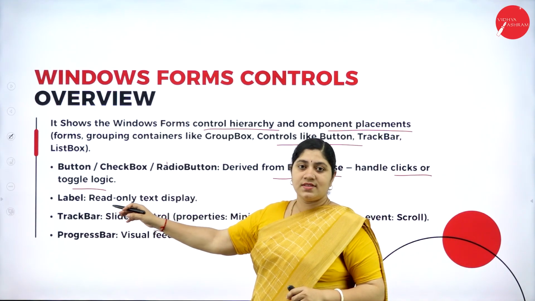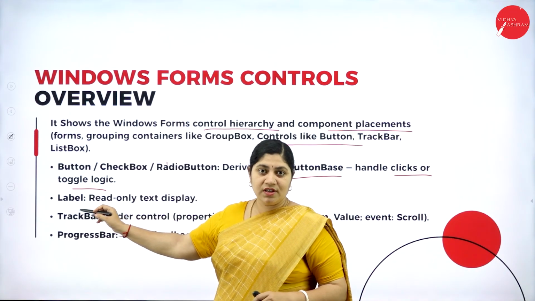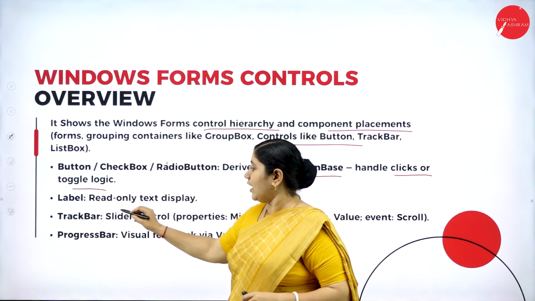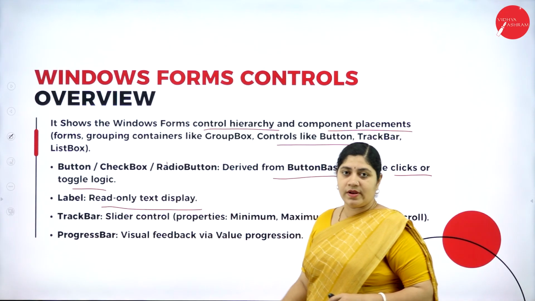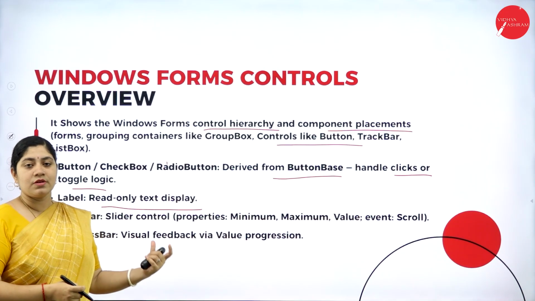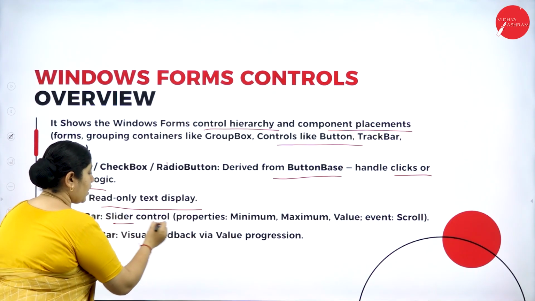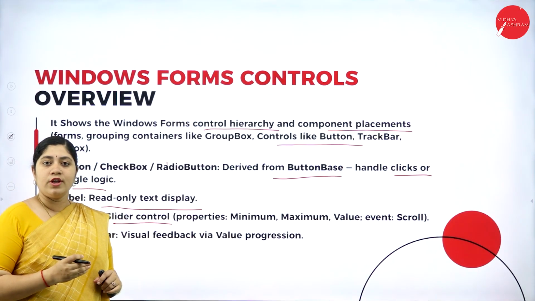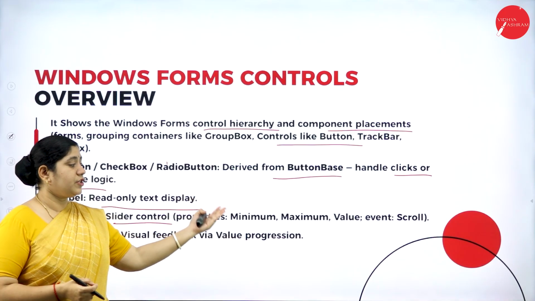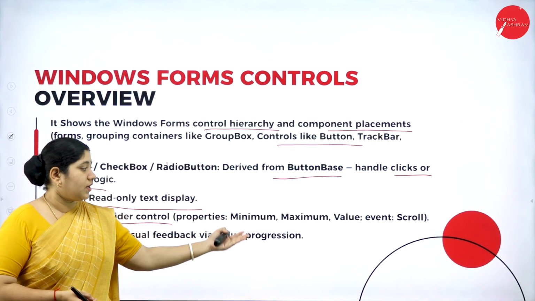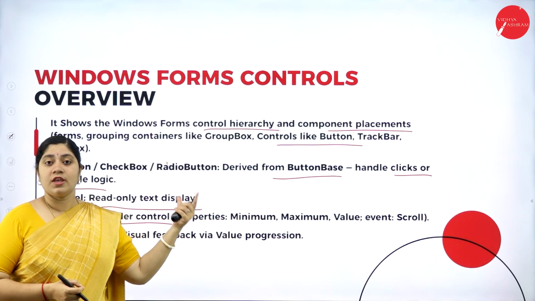Up next, let's see an example of a label. A label is utilized in order to provide read-only text display. All right, track bar. Absolutely, a track bar is used as a slider control in order to control the properties, minimum and maximum values, and it can also control the events too.